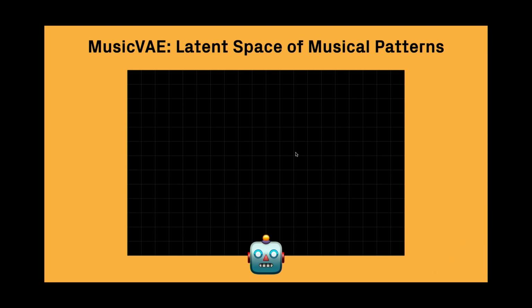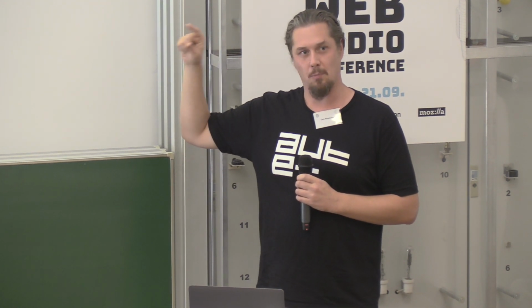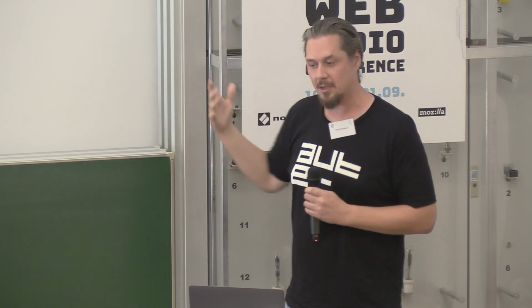This is powered by a model called the Music VAE, which is short for variational autoencoder. And these are models whose point is to capture some information in a kind of geometric space. In this case, a geometric space of music. And so every point in that space is a single musical measure.